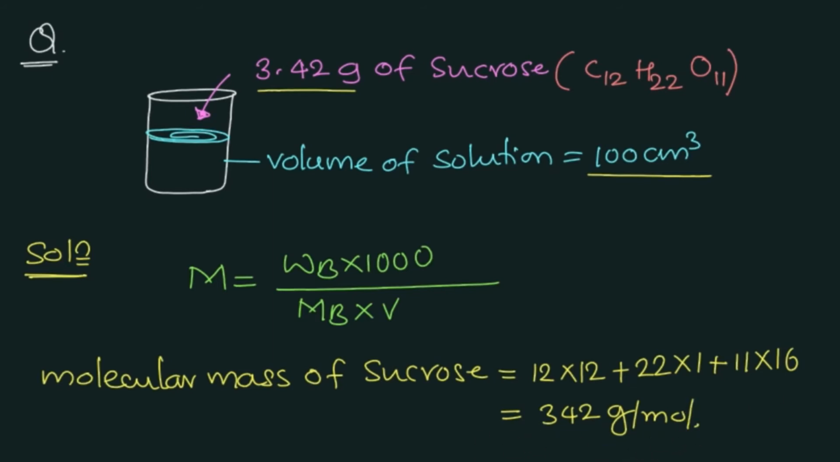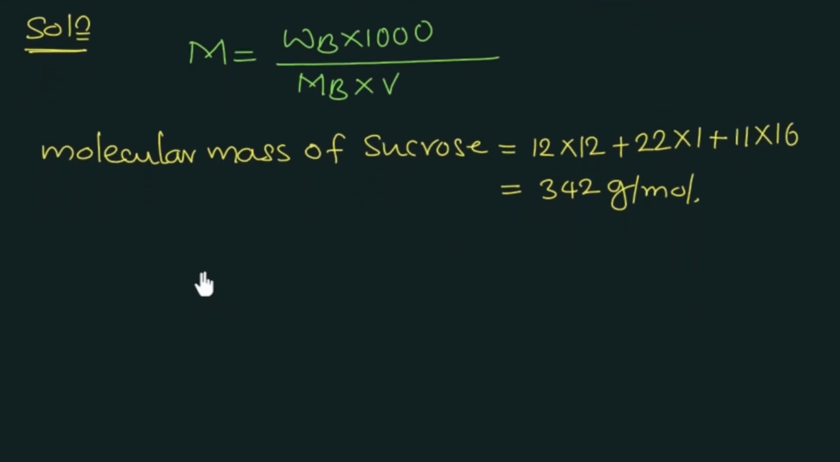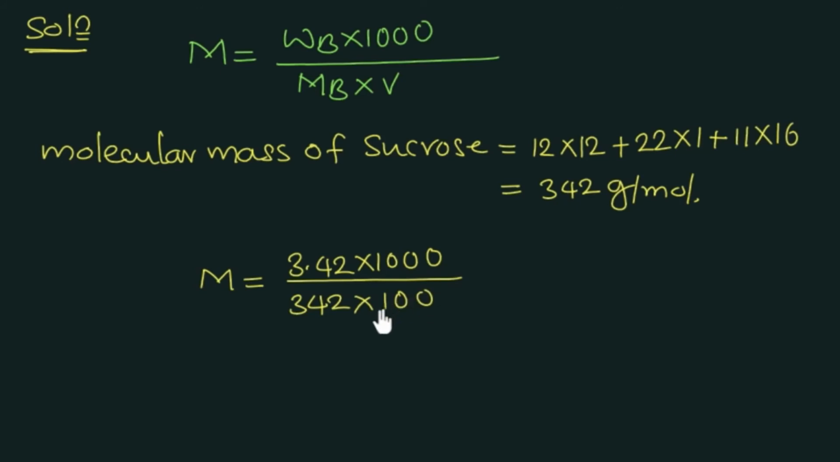Once we get the molecular mass of the sucrose, we add everything in the given formula. That is M equals WB, 3.42 multiplied with 1000, the whole divided by the molecular mass of the solute, that is 342. The given volume is 100. Now we'll cancel some terms here. These two zeros get cancelled. Then in one step, we'll simplify this first. I'll multiply with 10. It becomes 34.2 divided by 342.